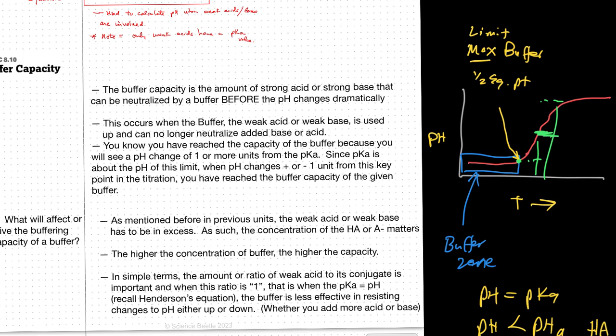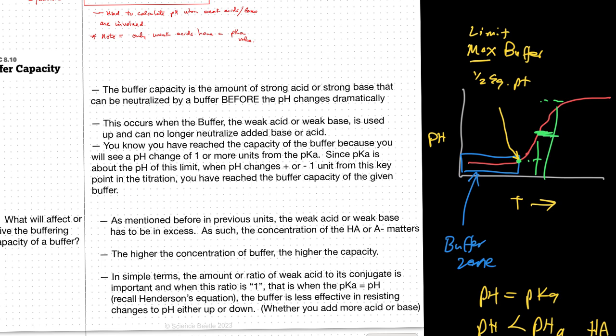And the more that you have of it, it actually increases the capacity or the ability of that weak acid to neutralize. So the buffering capacity increases with concentration. They're directly related. So you increase the concentration of the weak acid, it'll neutralize more. The capacity to do so increases.